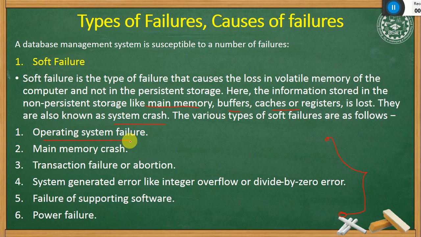The operating system fails, because the hard disk fails or there is loss of some files. Second, main memory, that is RAM, fails or RAM is not detected. Third, a transaction failure or abort. Fourth, system errors like divide by zero or overflow. Sometimes, if you are withdrawing zero amount from the ATM, that can cause the failure of the system. If supporting software fails, or last, there is an electrical power failure, that will cause damage to your data.